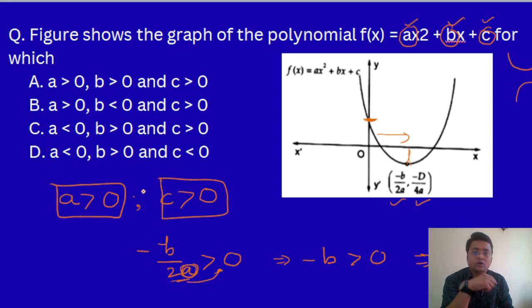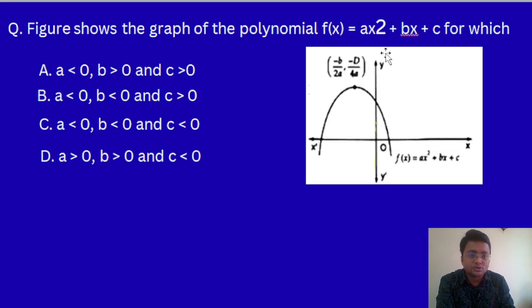So you can match with the options, which is the correct option. See here, A positive, B negative and C positive. So your correct option is B. I hope you are getting this point. A will be positive, B will be negative and C will be positive, right? Now let us come to the next question.